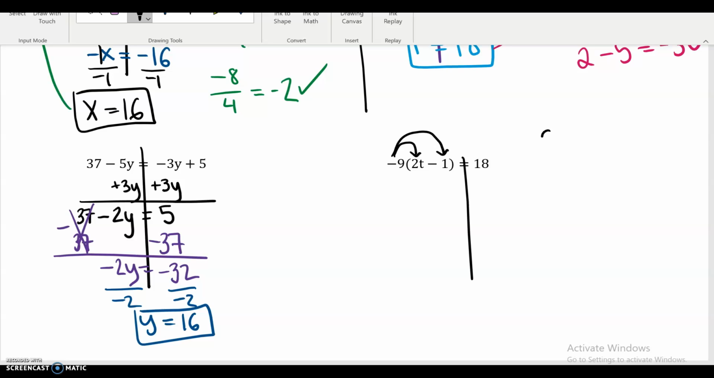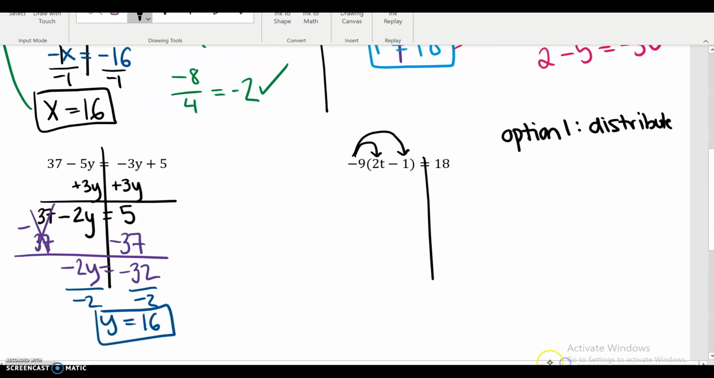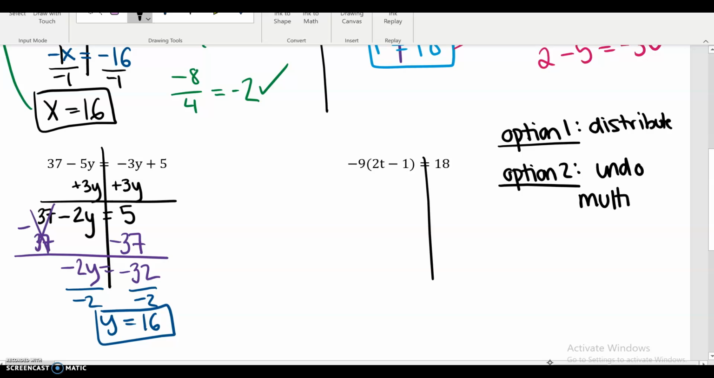That's option 1. Option 1 is to distribute, which is a totally valid and mathematically correct option, but may take you a little bit longer than option 2. For option 2, you recognize that distribution is a form of multiplication. So we could do that, or we could choose to undo multiplication, because distribution is just multiplication. So you can undo multiplication.